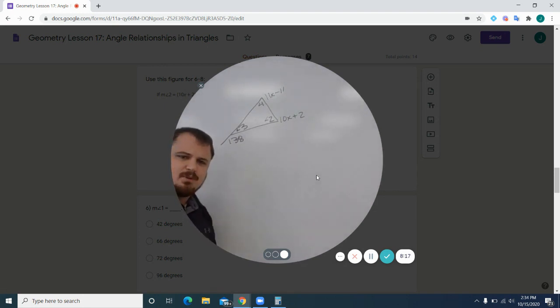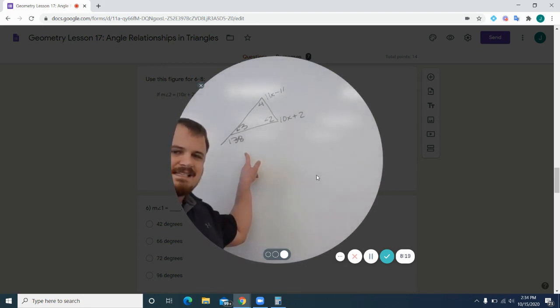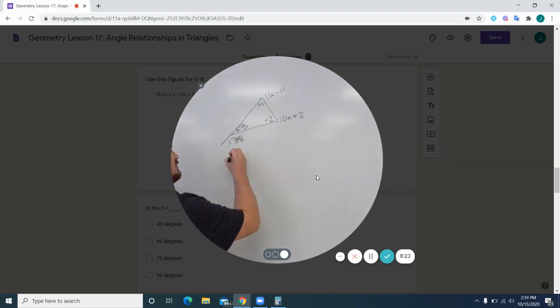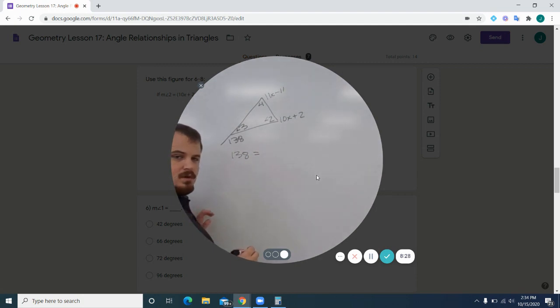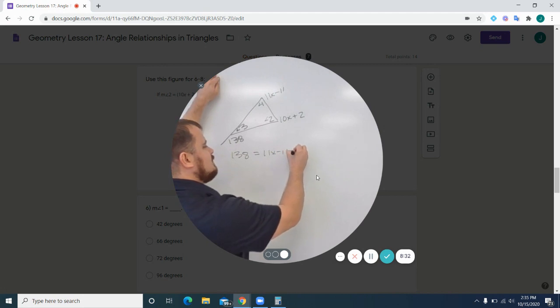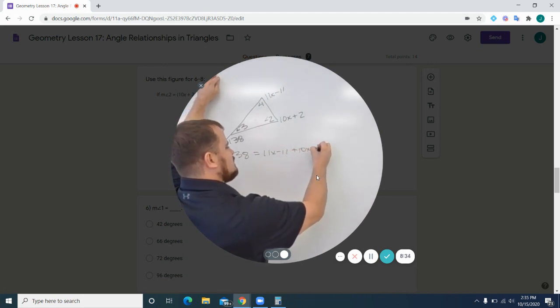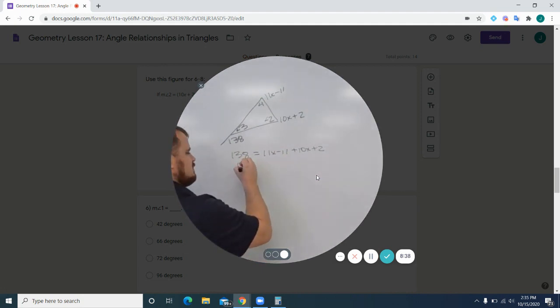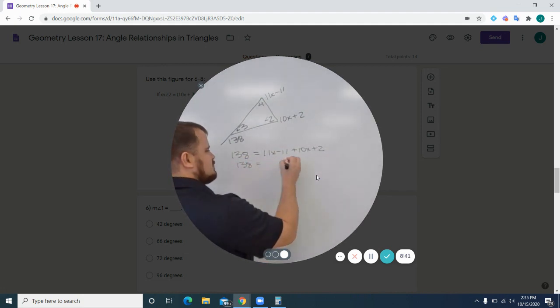Okay, so here's the relationship we know. This right here has to equal these two added together. So let's set it up as 138 has to equal these two added together: 11x minus 11 plus 10x plus 2. Before we can do any math with this, let's combine like terms. So 138 equals, we'll add this together, 21x minus 9. So we'll do plus 9.